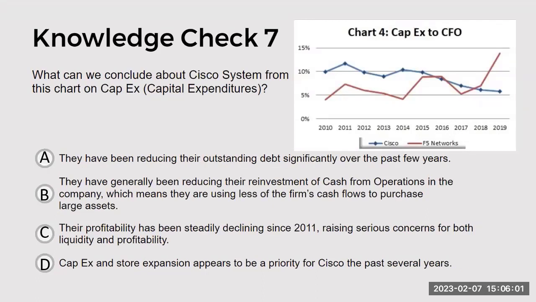All right, Cisco Systems CapEx. Again, this is a difficult chart because I'm dividing by CFO. So it could just mean their CapEx could have been flat and their CFO is growing. But we're going to assume it's CapEx that's causing this. So are they investing more into the firm or less into the firm?